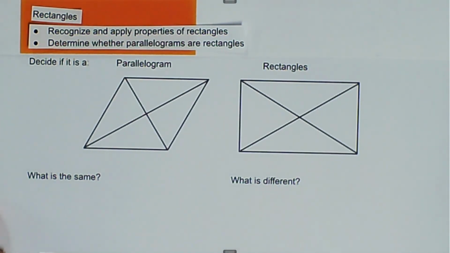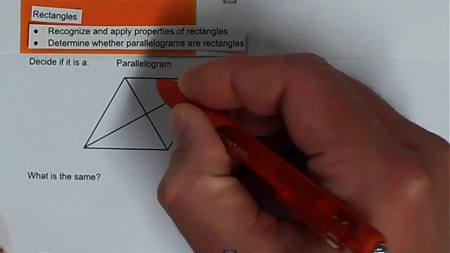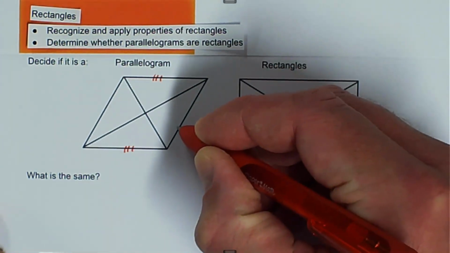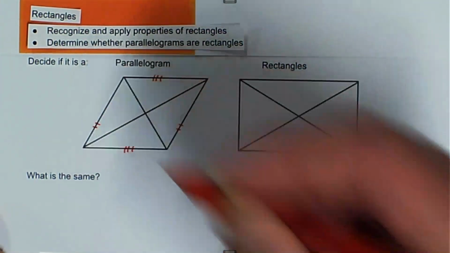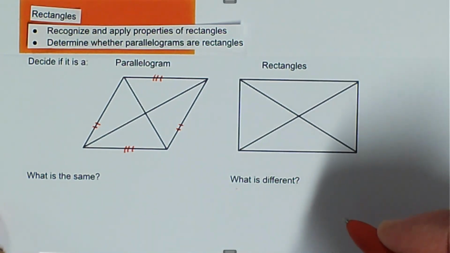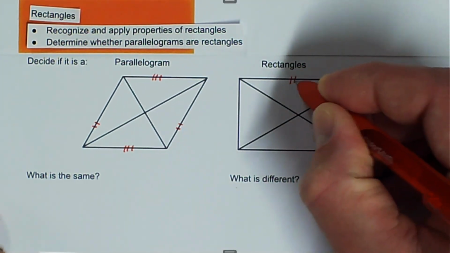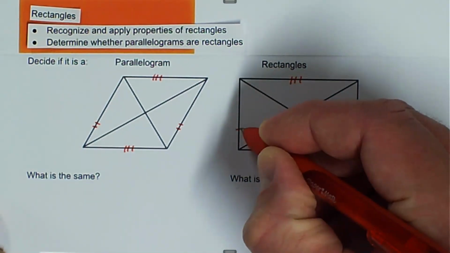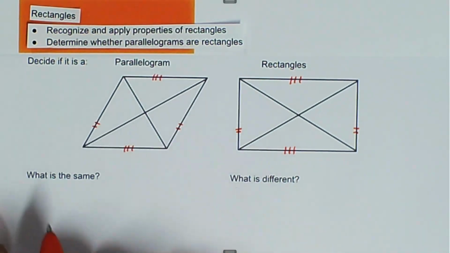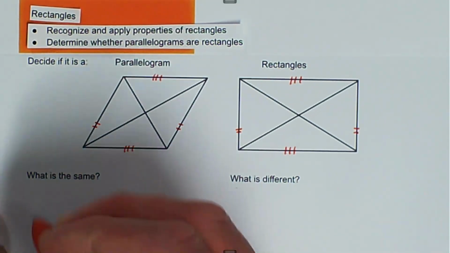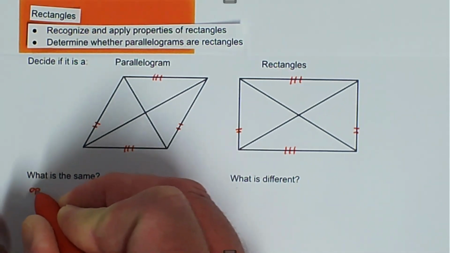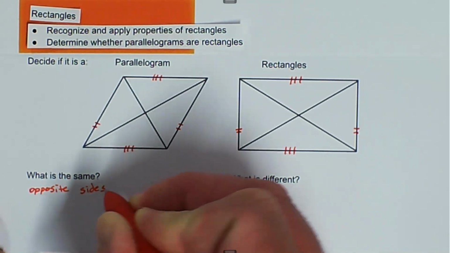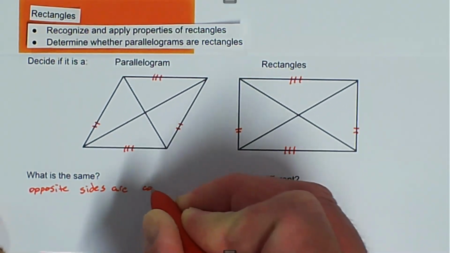So in a parallelogram, we have opposite sides are congruent. So I'm going to put 3 congruent marks here, 3 congruent marks here, 2 congruent marks here, and 2 congruent marks here. Well, that's the same thing in a rectangle. So I'm going to put 3 congruent marks here, 3 congruent marks here, 2 here, and 2 here. So in this case, what's the same? Opposite sides are congruent.